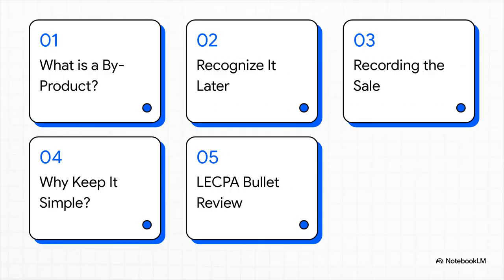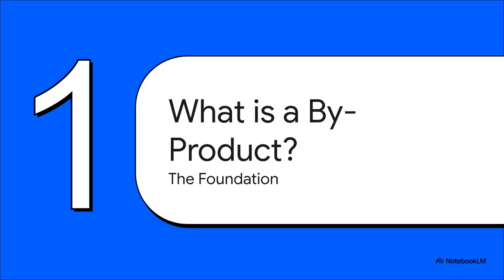Okay, so here's the game plan. First, we'll nail down what a byproduct actually is. Then we'll dive into this recognize it later method, what it is, and how to record the sale. We'll also cover why anyone even uses this simple approach. And finally, we'll wrap it up with a quick LCPA bullet review to make sure this stuff sticks. Let's get into it.